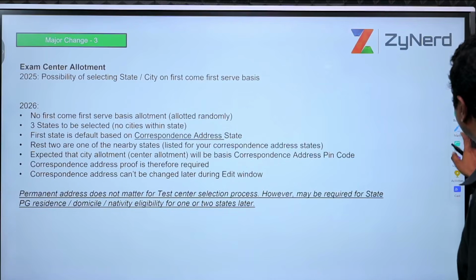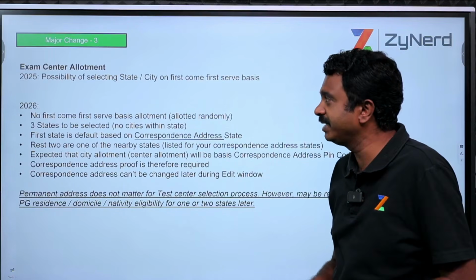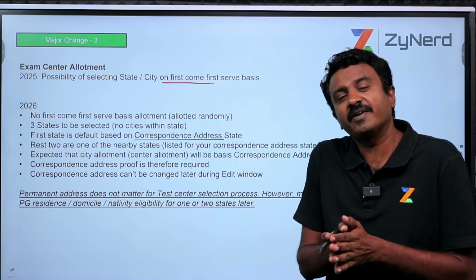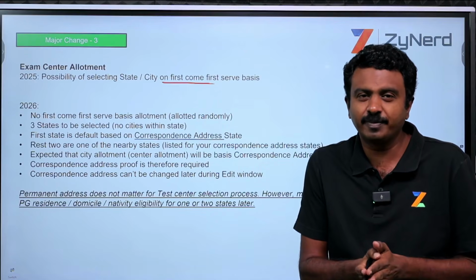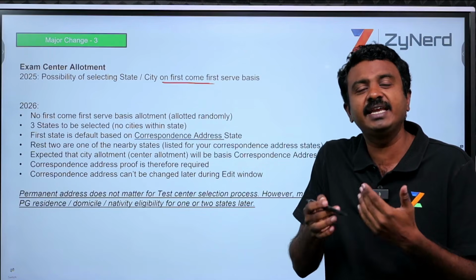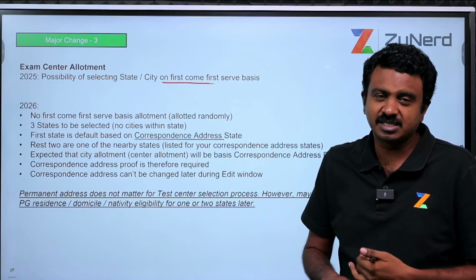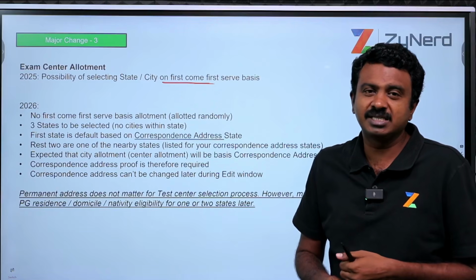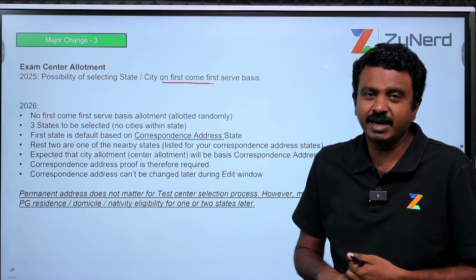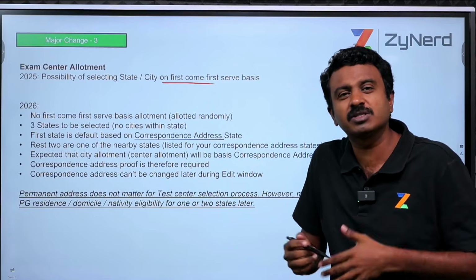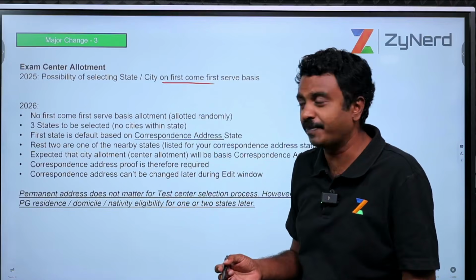Next, exam center allotment, possibility of select 2025. What happened is, after you give your correspondence address, after you give your permanent address, you could go ahead and select any state where you want to write the examination. My permanent address is West Bengal. I am right now practicing in Karnataka, Bangalore, but I want to write my examination in Rajasthan or some other state because my preparation in the last 2 months happened over there.